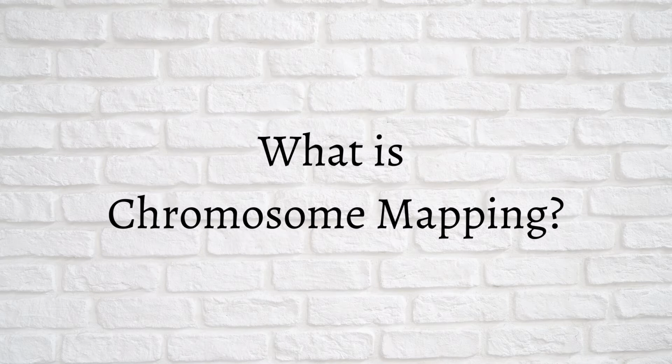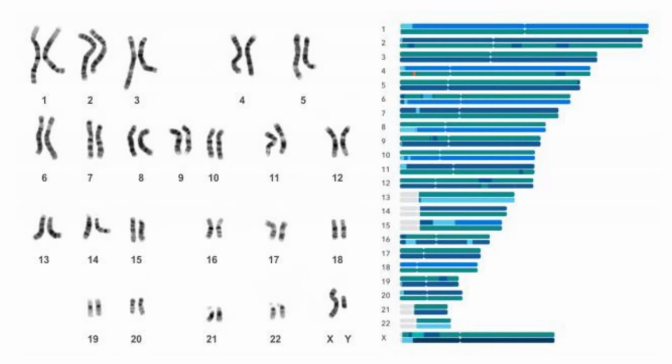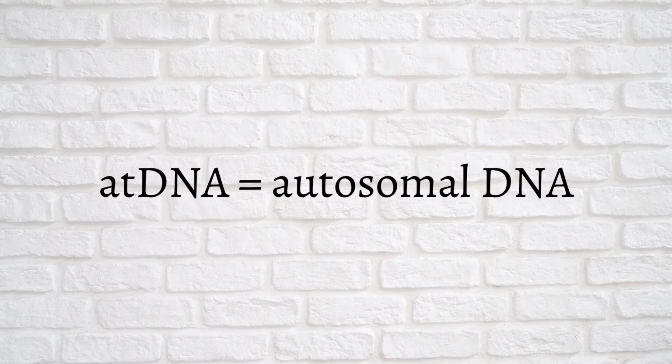What is chromosome mapping? To answer this effectively, it's important to first know a few of the basics of genetic genealogy. Firstly, humans have 23 pairs of chromosomes, and I'll come back to that in a minute. When dealing with genetic genealogy, you can almost think of it like computer coding. We are essentially looking at 23 lines of coding. This coding is made up of genetic data that you inherit from your ancestors. Lines 1 through 22 are your autosomal DNA, abbreviated as ATDNA.